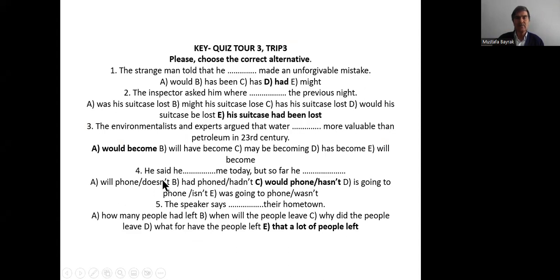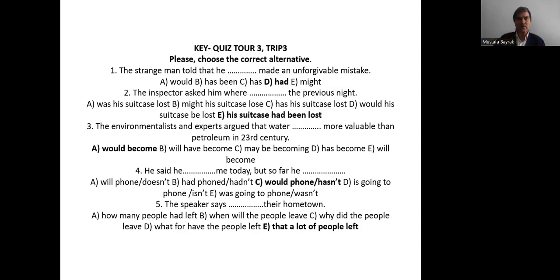He said he would phone me today, but so far he hasn't. Yeah, he hasn't. He said he would phone me. He said he would phone me today. Yeah. Why don't we change it into that day? Because they are speaking on the same day. Okay.